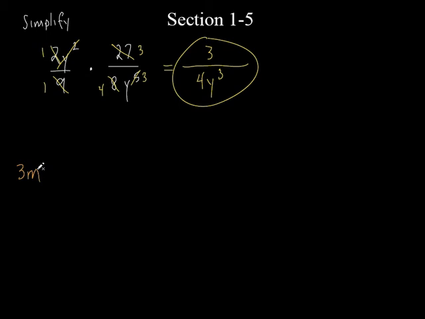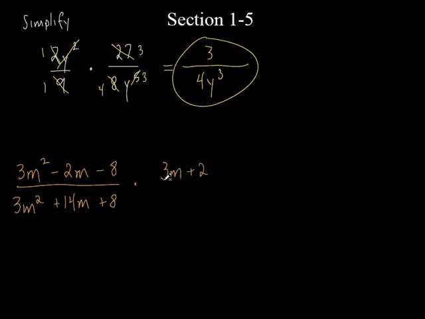Here we go. Write this down. 3m squared minus 2m minus 8 over 3m squared plus 14m plus 8 times 3m plus 2 and 3m plus 4.